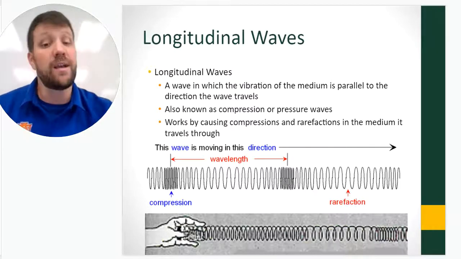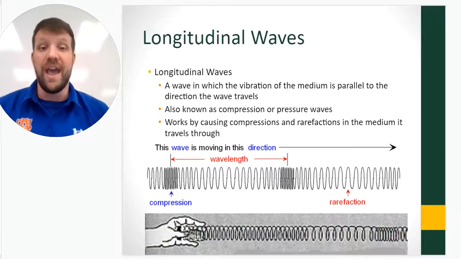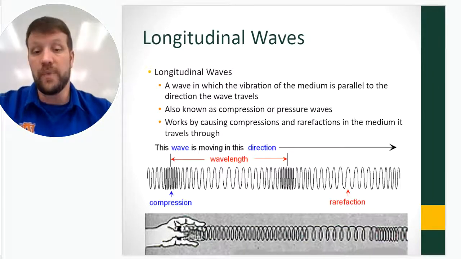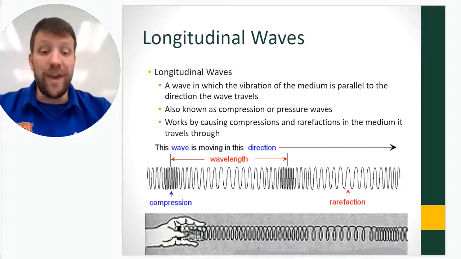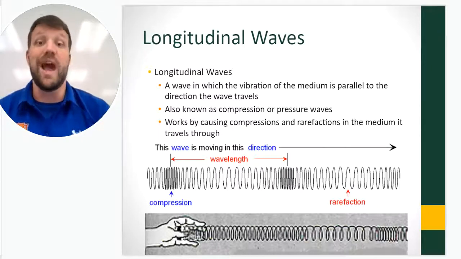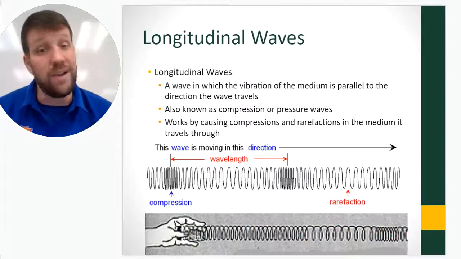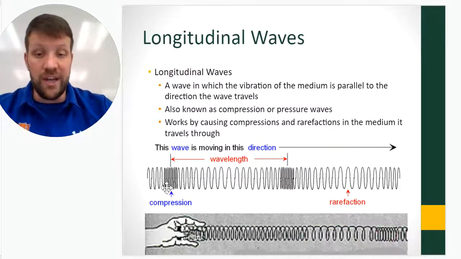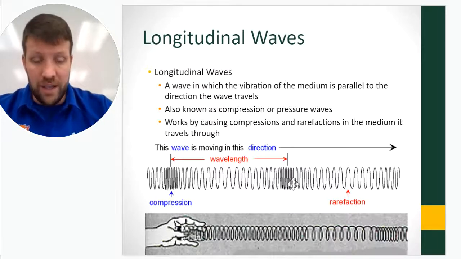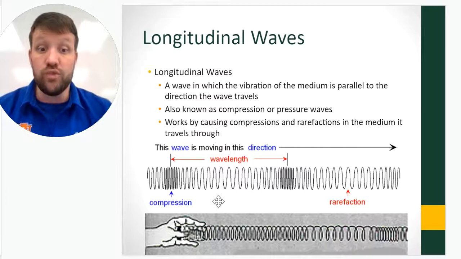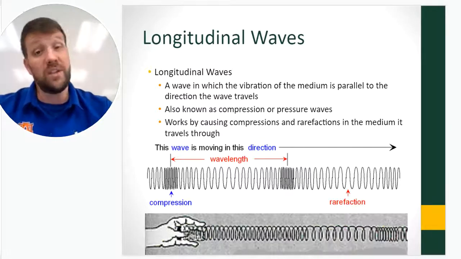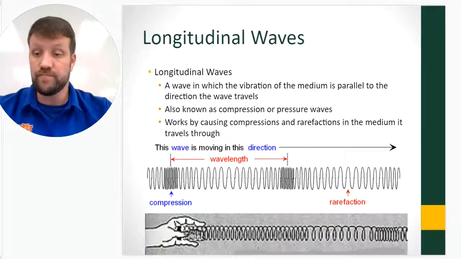Okay, this is known as a compression wave or a pressure wave, and this is what's happening with sound. And we're going to get to that in this unit towards the end here also. It works by causing compressions and rarefactions. And rarefactions is really the opposite of a compression. It just means to be stretched out as opposed to compressed in the medium that it travels through. So you send a little bit of energy in it, and it compresses these. Well, if it's compressed somewhere, then it must be spread out, rarefacted somewhere else. Okay, that's really what you're looking at. And so we'll get to a bunch of these examples coming up.